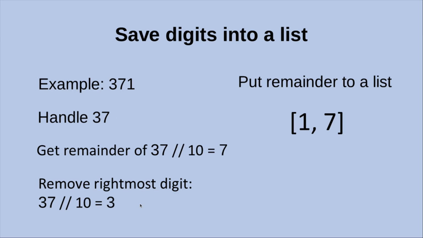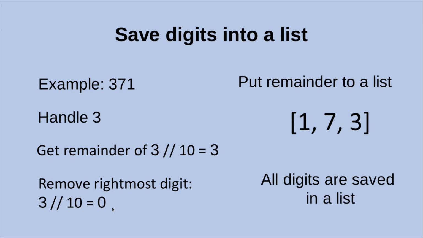Now we handle 37 in this iteration. We get the remainder when we divide 37 by 10, so I will have 7. In this case, I put 7 into the list that stores each of the digits. And then I want to remove 7. How can I do that? I just get the quotient of 37 divided by 10. So I will have 3. And this value will become the subject of the next iteration.